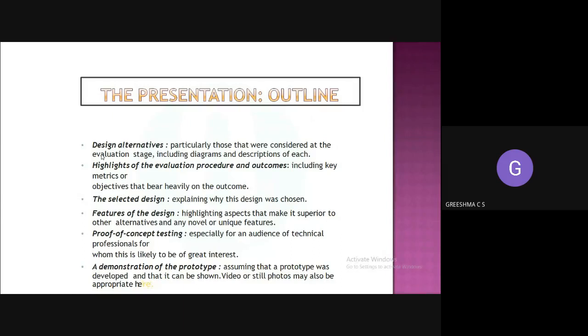Next one is design alternatives. From the name itself we can understand design alternatives. We have already discussed the design alternatives, particularly those that are considered at the evaluation stage, including diagrams and descriptions of each. I don't think we need an explanation for this because we have already done this.